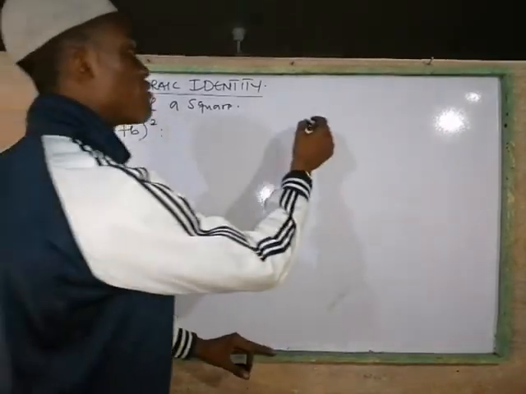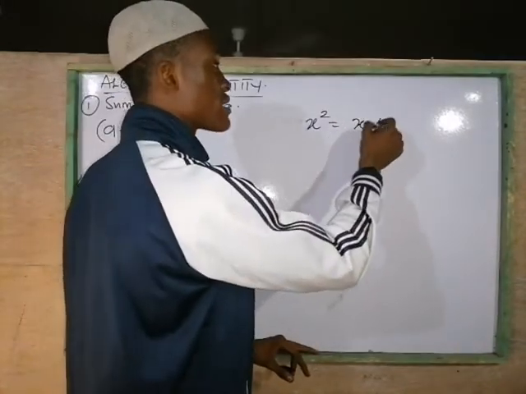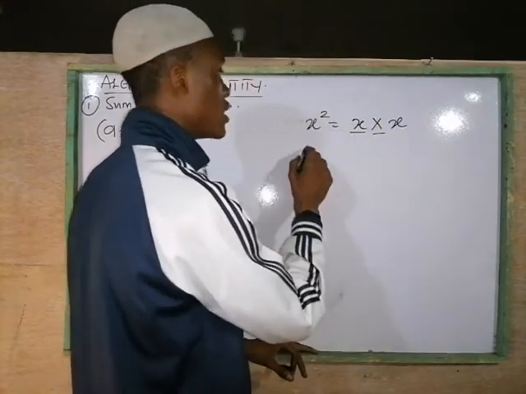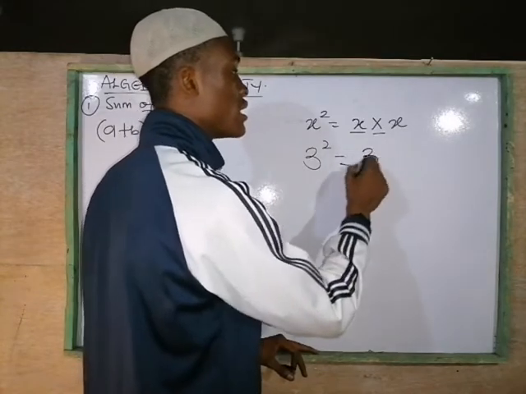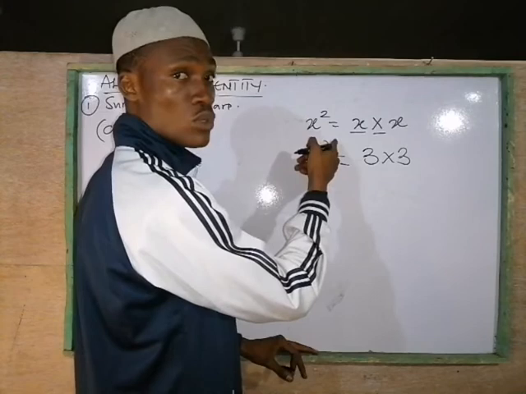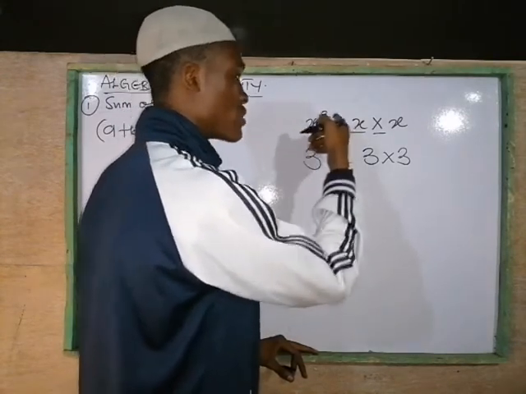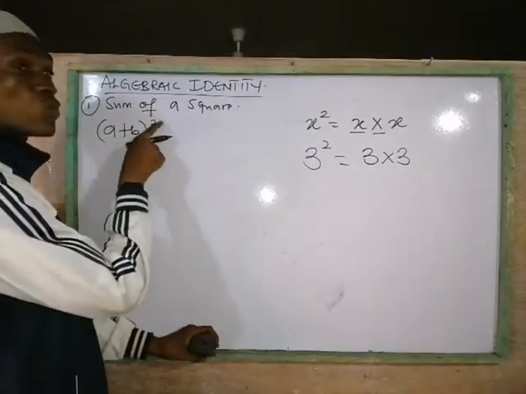For example, if I have x squared, it means express x 2 times: x times x. Take note of my x and my multiplication sign. Also, if you have 3 raised to the power of 2, it means write 3 2 times: 3 times 3. 3 raised to the power of 2 is not 3 times 2. So it means express 3 2 times. Express x 2 times. So with this explanation, I am going to write (a + b) twice.